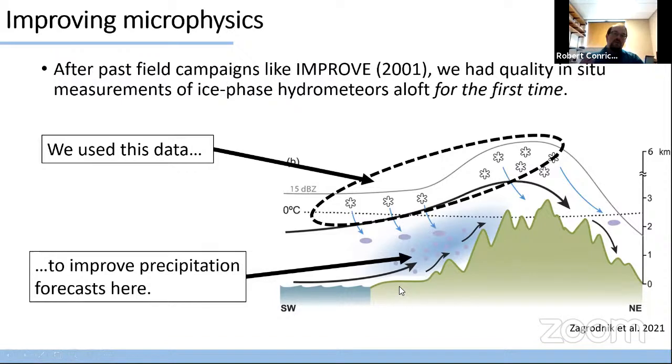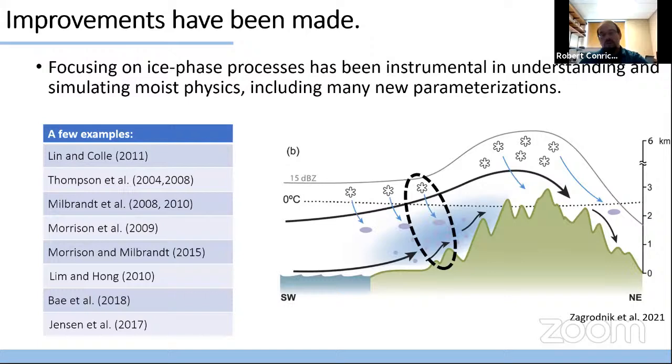Now with a campaign like IMPROVE, this was on the West Coast where we have moist marine air at the surface that's impacting a mountainous area. And this actually results in quite a bit of warm rain that forms near the surface in conjunction with all of that cold rain that's forming from ice aloft. Now, focusing on all of these ice processes has certainly been instrumental in improving our understanding of moist physics. It's resulted in a number of new parameterizations and improvements to parameterizations. So pick your favorite here on the left.